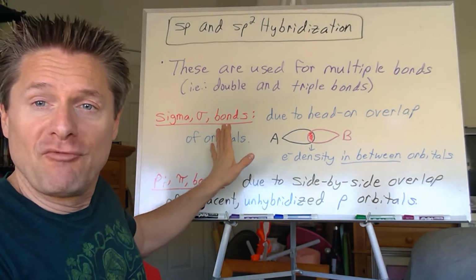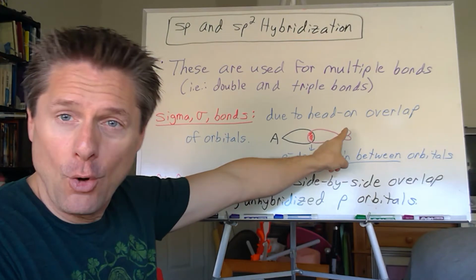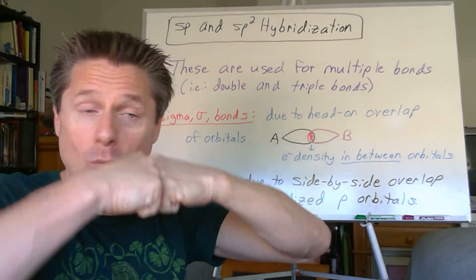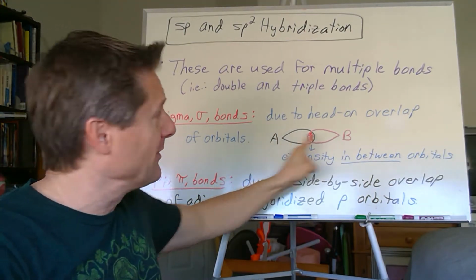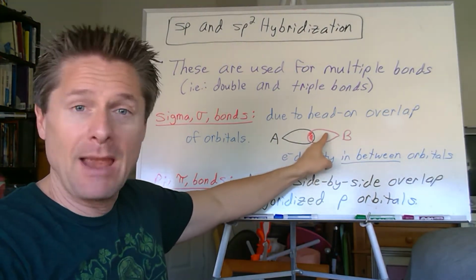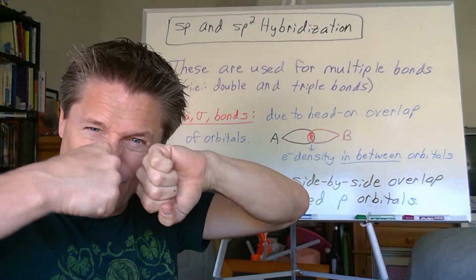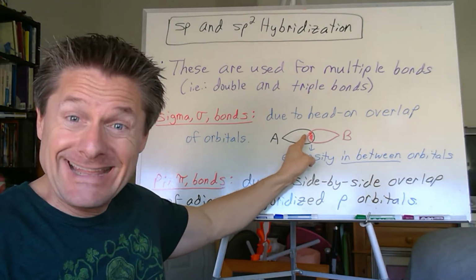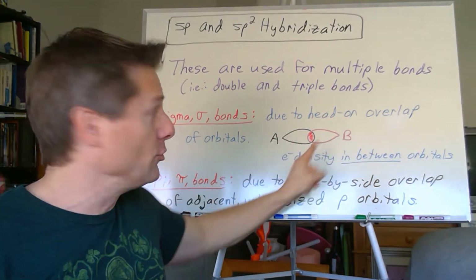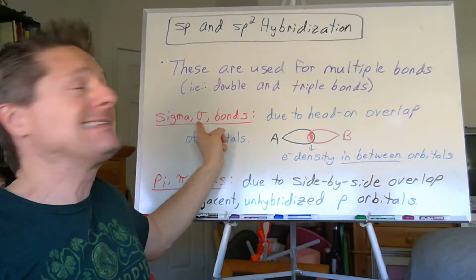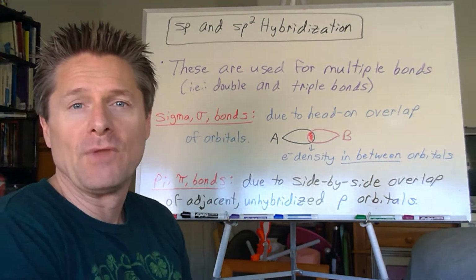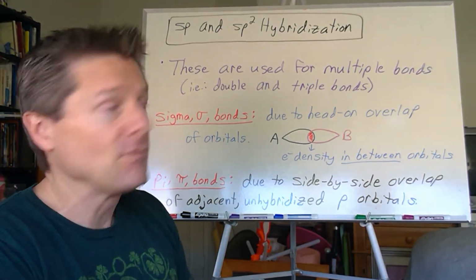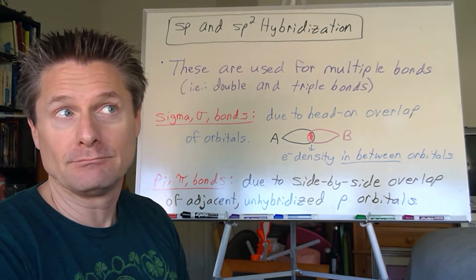Sigma bonds, which I've mentioned before, are due to head-on overlap of orbitals, usually hybrid orbitals. Head-on collision, meep, meep, oh man. So this is atom A and this is atom B. This is a hybrid orbital, that's a hybrid orbital. They overlap directly like two cars in a head-on collision. Boom! So there's electron density in between them along the internuclear axis. That's called a sigma bond, which corresponds to a single bond. So all single bonds are sigma bonds.